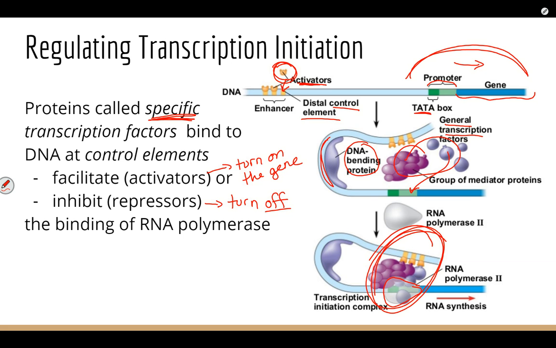So a lot of the control of which genes are turned on and off has to do with what combination of these activator proteins and repressor proteins are made within a cell, because those activators and repressors then go to bind to the DNA and either turn on the gene that they regulate or turn it off.